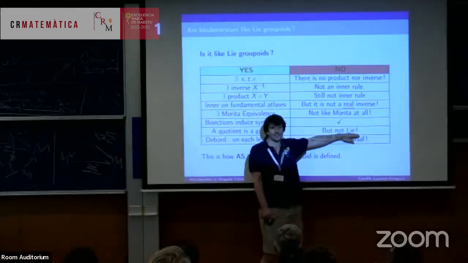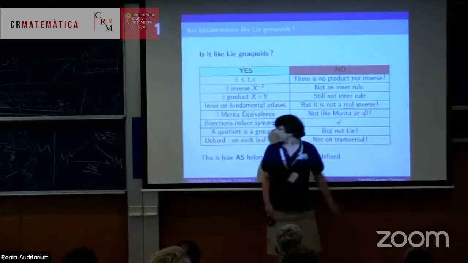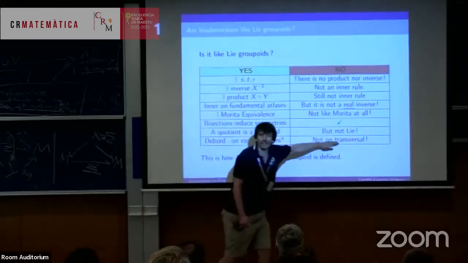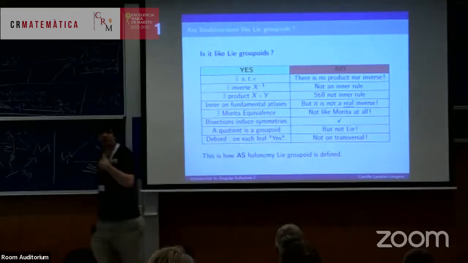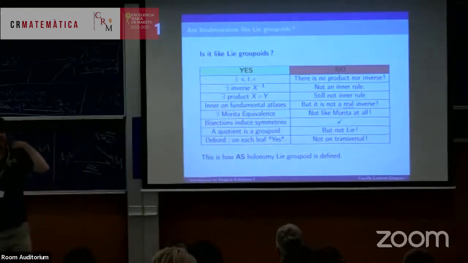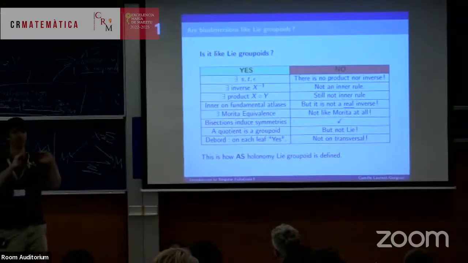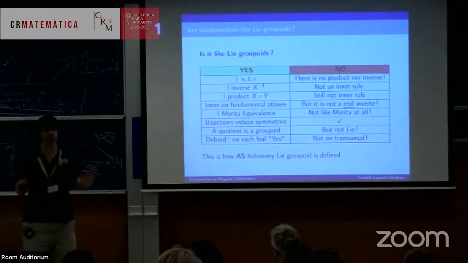a groupoid, but it's not Lie, the naysayer would say. But then you can use the Claire de Boer and say, oh, on each leaf it is Lie, but not on the transversal. That's correct. On the transversal, it's a topological groupoid with a horrible topology, not separated, just the worst topology you can think of.